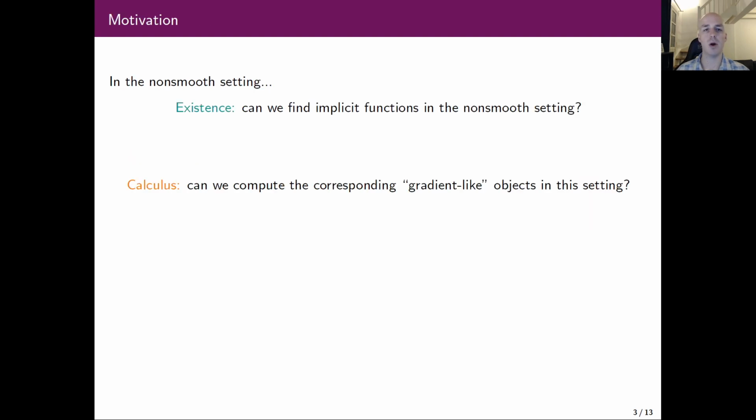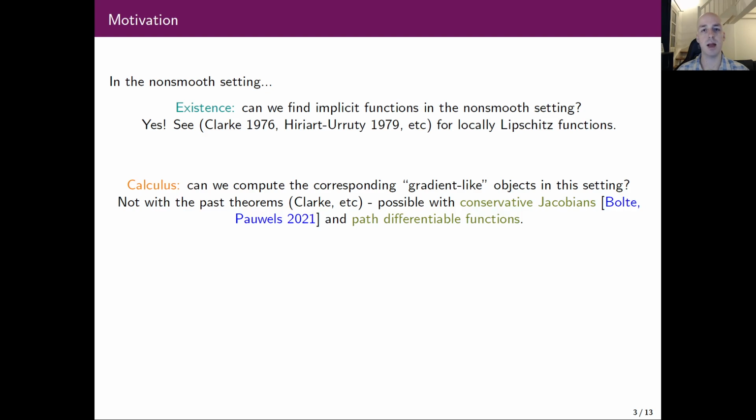The motivation for our current work is to examine what happens in the non-smooth setting. The question of existence is addressed positively by Clark and others for locally Lipschitz functions. On the other hand, the question of how to compute the corresponding gradient-like objects in this setting is not addressed by past theorems, although it is now possible with conservative Jacobians and so-called path differentiable functions, which I will touch on later. Why do we care so much about a calculus for non-smooth implicit functions?